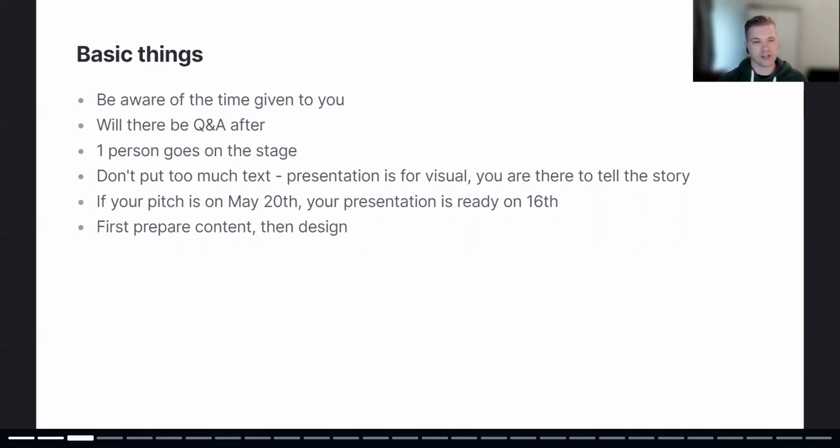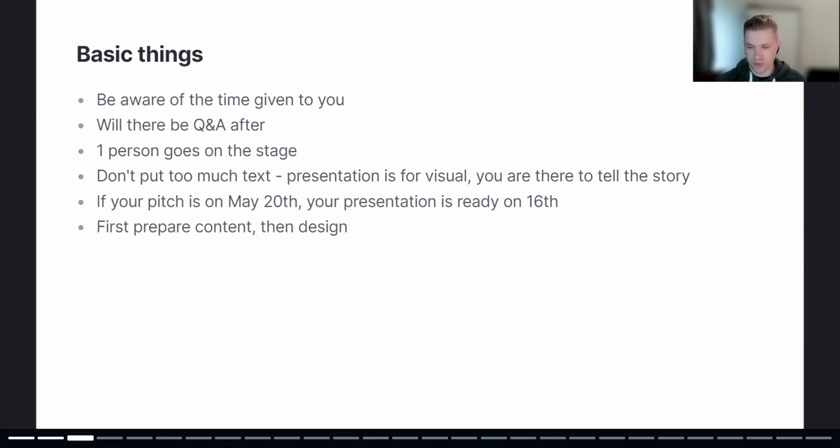About the timeline, if your presentation is next Friday on May 20, then the best, I know it's not usually the thing that happens, but it should be ready a couple of days before, because it just gives you yourself a bit of confidence, and the mind is a bit calmer, that you know, okay, I'm prepared. There is nothing that changed in the last minute.